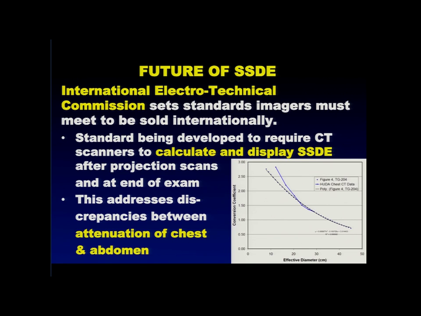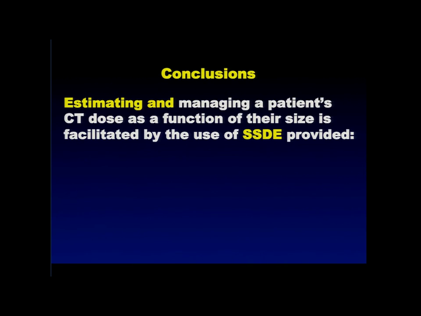They know how the attenuation between the chest and the abdomen differ, for instance, because the chest has a lot of air in it. Once the manufacturers start displaying SSDE, the results will be more accurate than what we can do today by using the correction factors in the report, because there's no way we know how the attenuation is differing between two different regions of the body. And we'll know that once the manufacturers get involved.